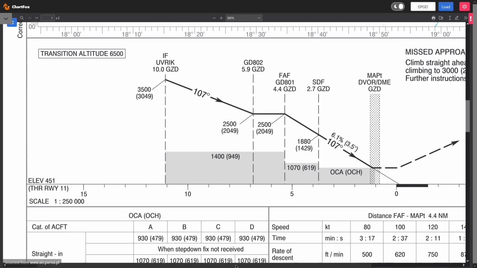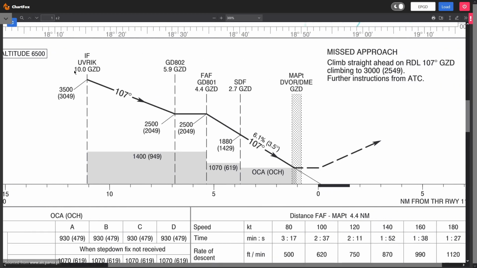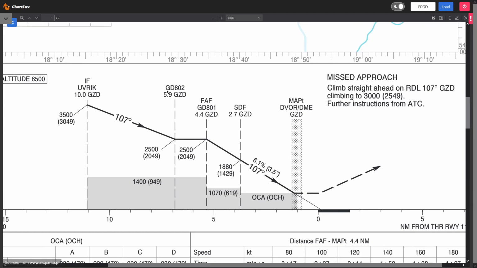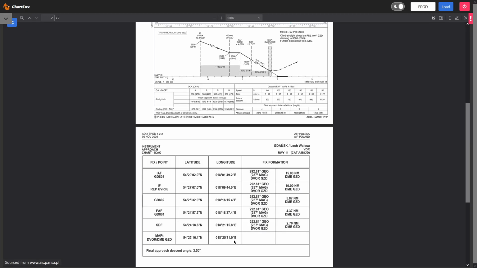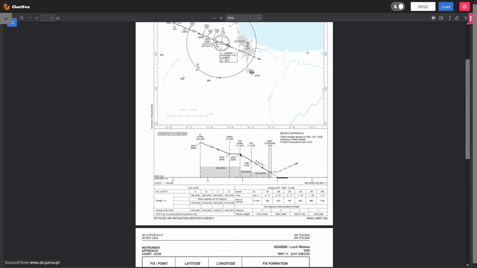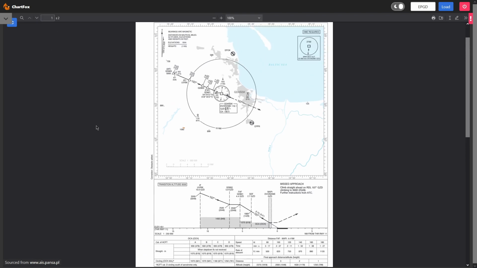It's shown sideways, but as you can see, here at point Ulrich, we are supposed to be at 3,500 feet, and then from point Golf Delta 802 to 2,500, Golf Delta 801, 2,500 as well, and from this point you will be descending with the VOR approach, with the VOR system. I barely use VOR for landings, but I kind of know how it works. So from this point on, you'll be guided via automatic landing procedures.